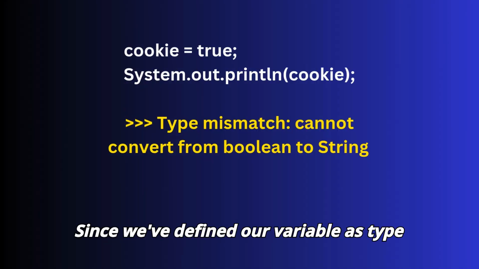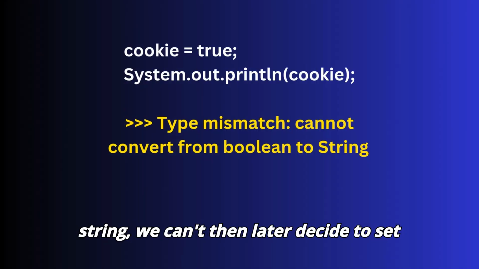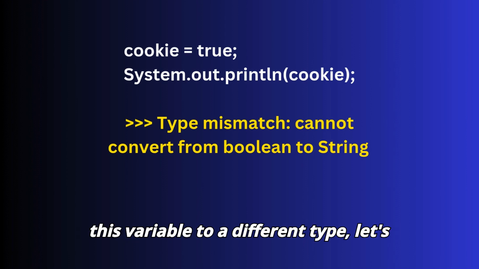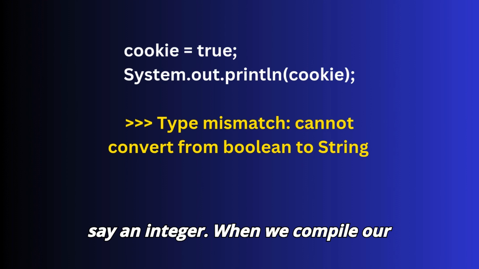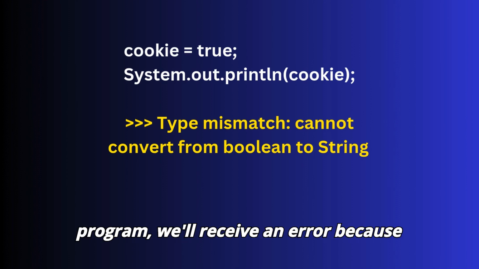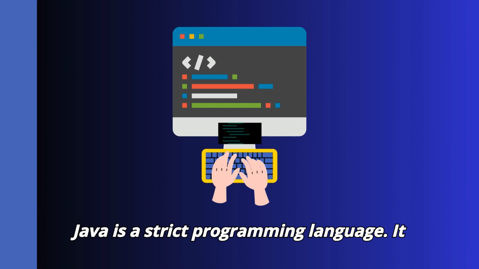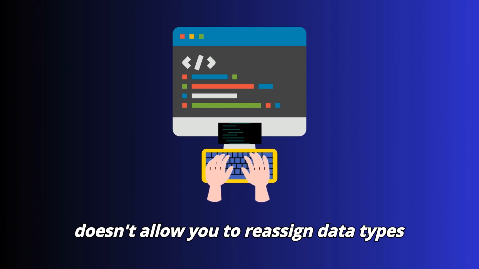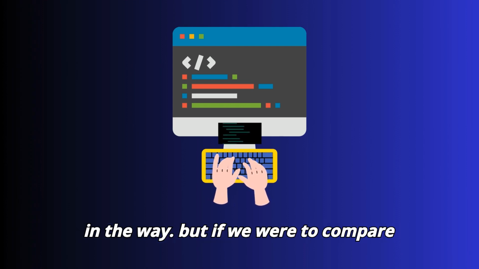Since we've defined our variable as type string, we can't then later decide to set this variable to a different type. Let's say an integer. When we compile our program, we'll receive an error because Java is a strict programming language. It doesn't allow you to reassign data types in this way.